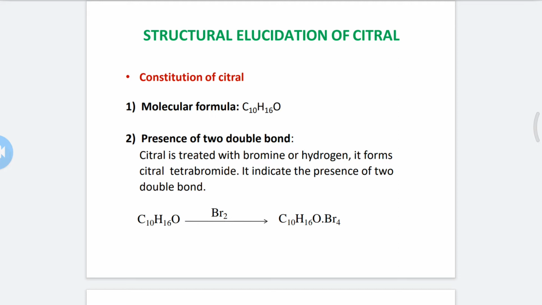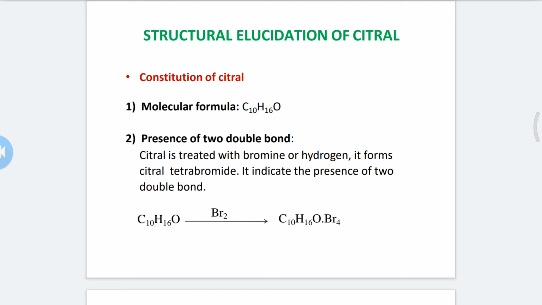There are different methods. First, the constitution of the citral molecule uses the molecular formula. What is the molecular formula of citral? C10H16O. This is the molecular formula of citral.